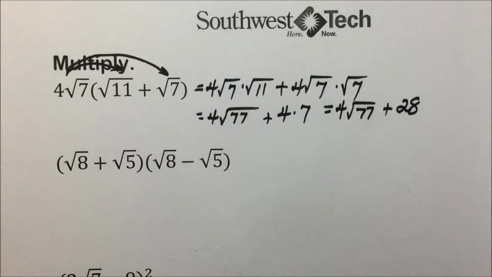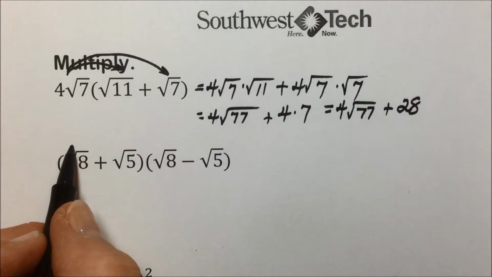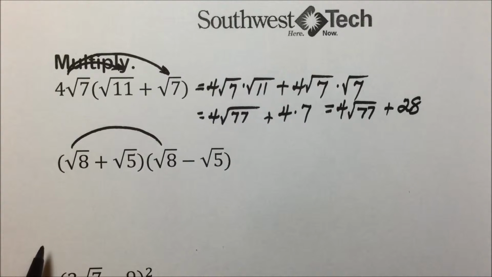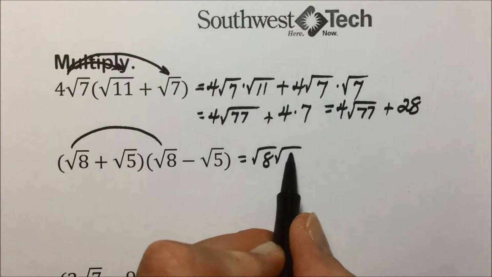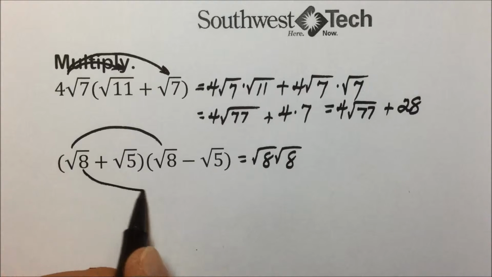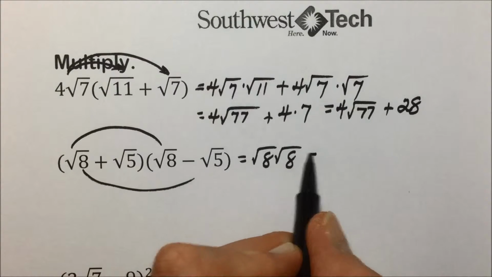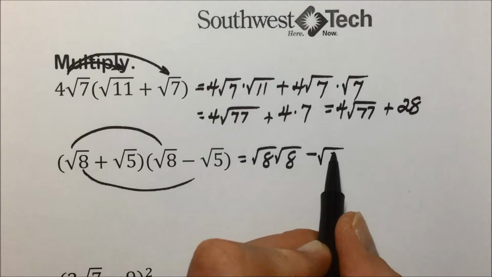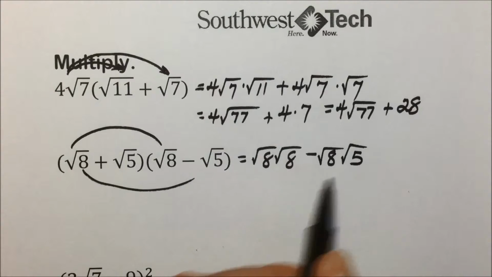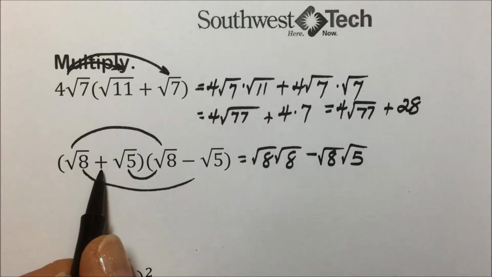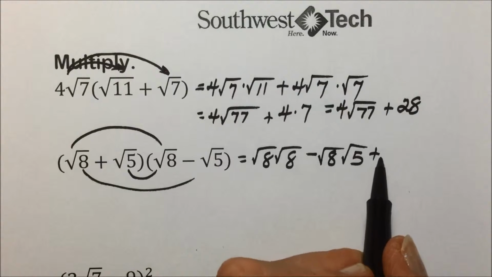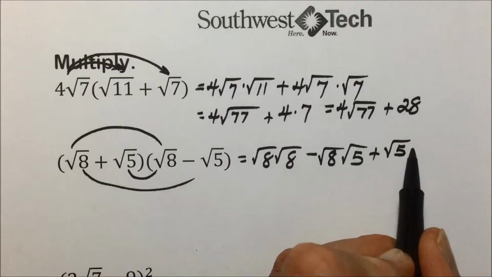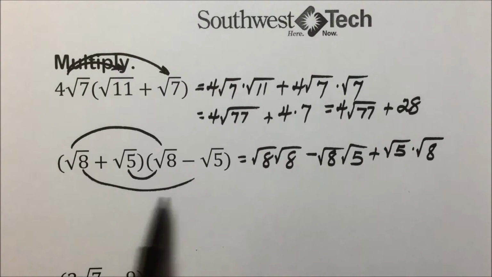In the next example, we have a binomial times a binomial. We'll use our FOIL method to simplify this. Multiplying the first two terms together leaves us with square root of 8 times square root of 8. Outside terms, a positive times a negative is a negative, square root of 8 times the square root of 5. Inside terms multiplied together, a positive times a positive is a positive, so we have a square root of 5 times the square root of 8.